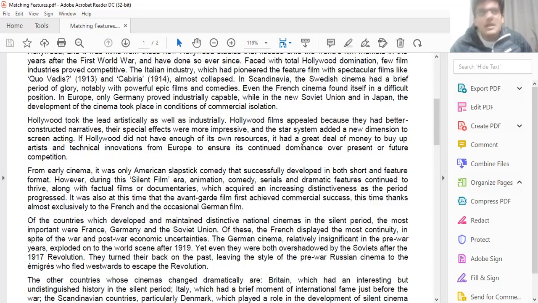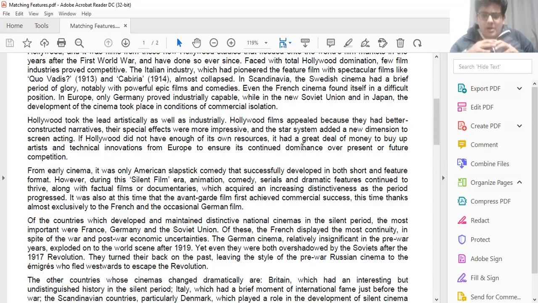By continuity, you mean momentum, rhythm, consistency, longevity, right? Like they say in cricket, it's all about longevity, consistency. The French displayed the most continuity in spite of the war and post-war economic uncertainties. The German cinema, relatively insignificant, as in relatively means comparatively. So as compared to others, it wasn't that important. It didn't have that much vitality associated with it.